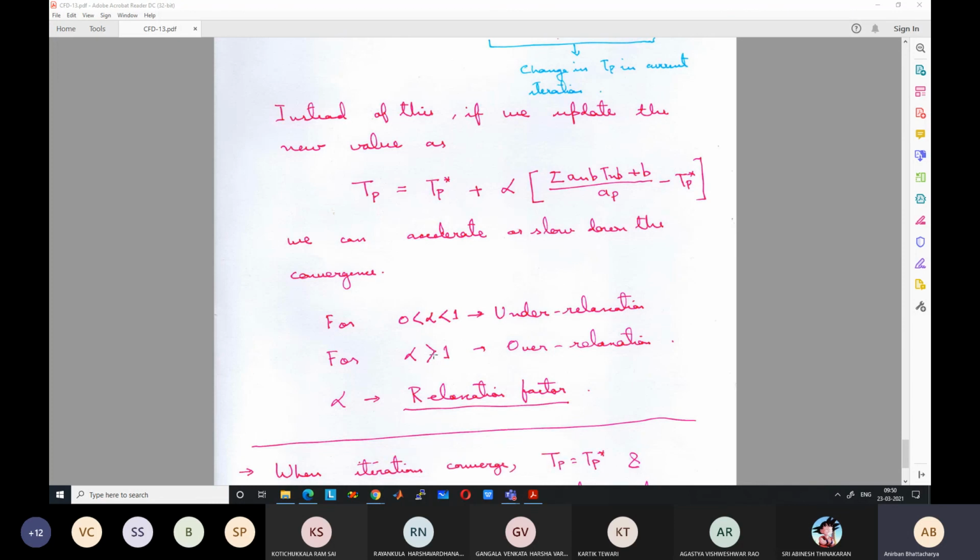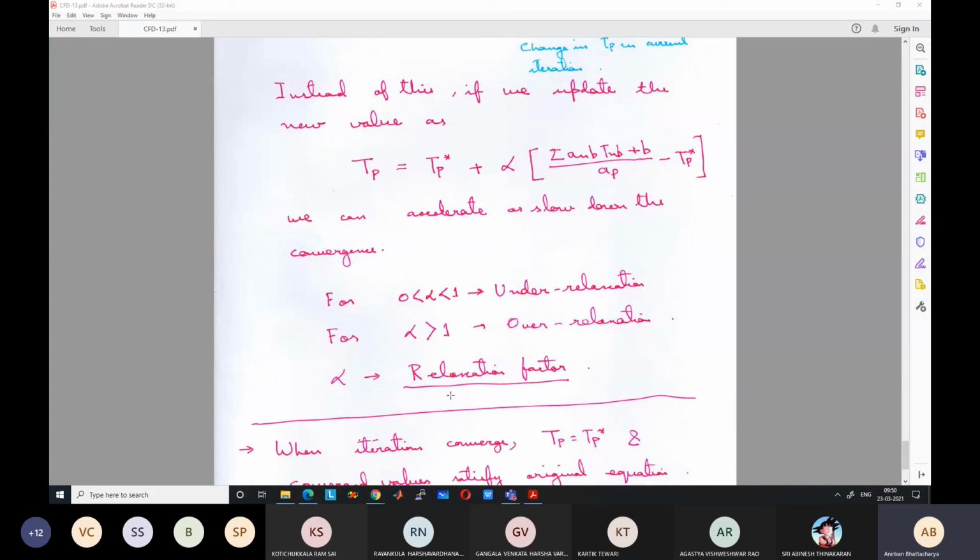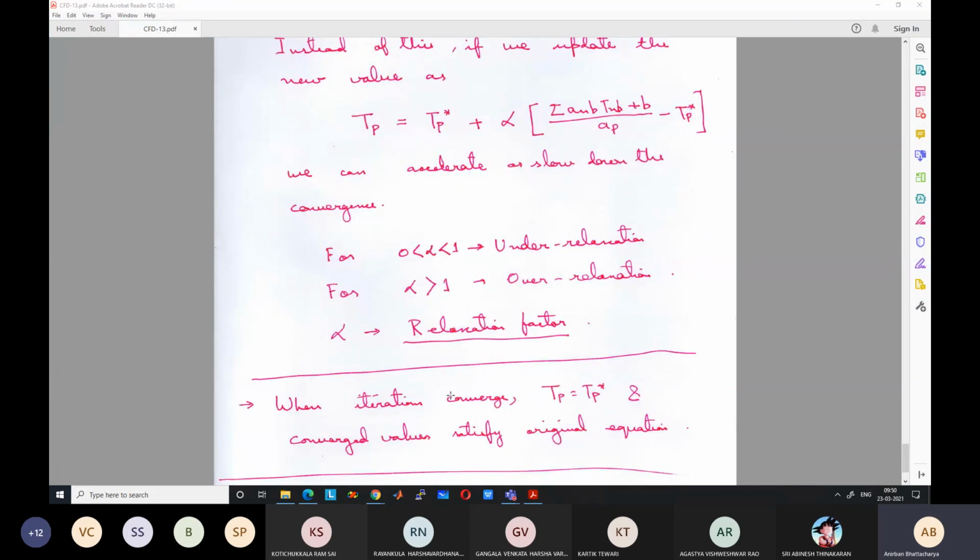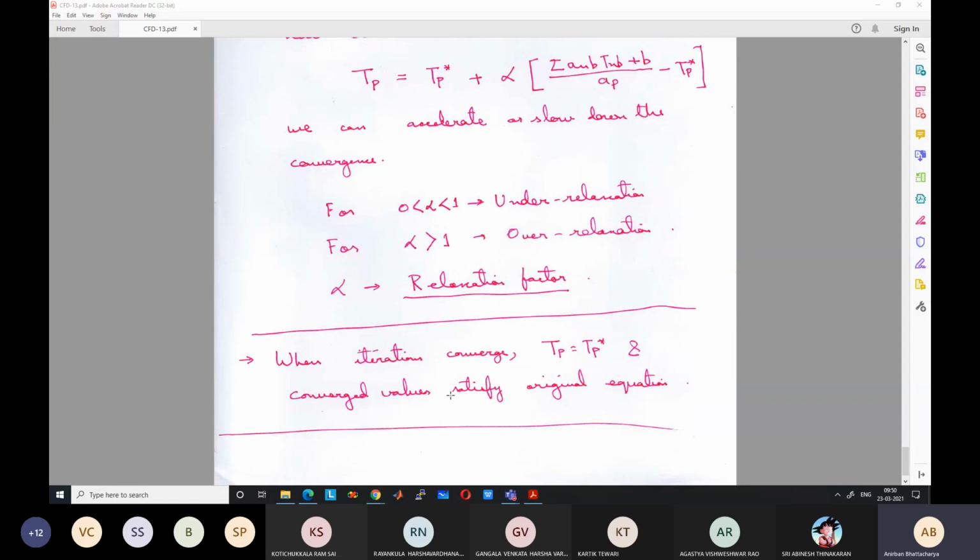If alpha is greater than 1, then you are taking a larger step than what is dictated by your equation. Then it is known as over relaxation, and this alpha is known as the relaxation factor. Typically we use under relaxation in most of our problems. We do not use over relaxation much, but there are some methods which use it.